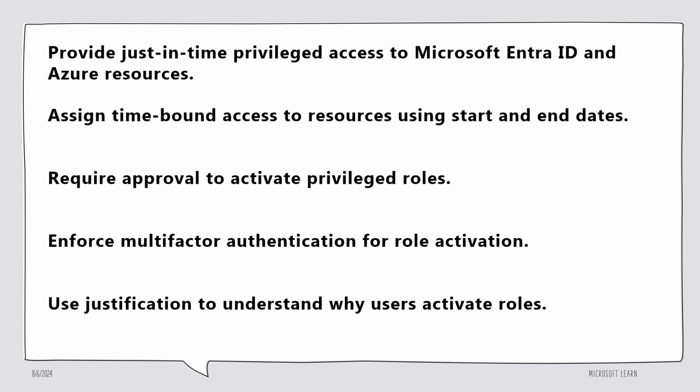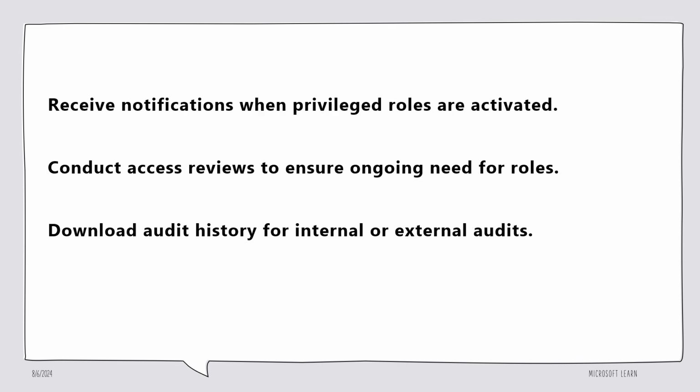Then we have use justification to understand why a user activates a role. So which means that when they want to make use of these particular resources, they must be able to tell us why they want to use it, for what, you understand? So they will type that particular justification before they can get access to those resources. Then next we have receive notification when privileged roles are activated. So then we have conduct access review to ensure ongoing need for the role.